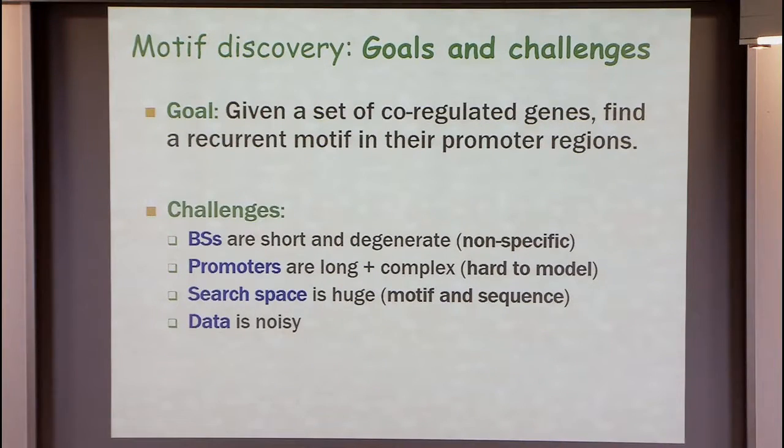And the data is noisy. So anything that we get from in vivo, from the cell, has noise in it and is not accurate. So that can also mislead our motif finding algorithm.